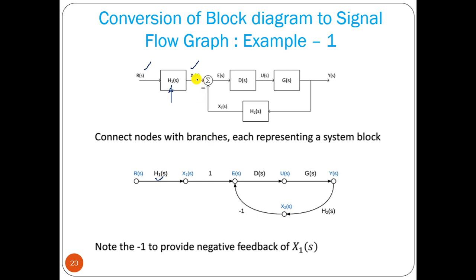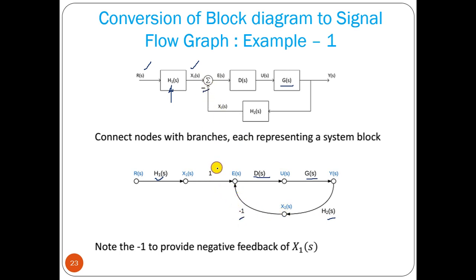Then between X1 and E, we have a summer. Summer means its value you have to consider as 1. Now between E(s) and U(s) we have D(s). Between U and Y we have gain G(s). Now Y to X2 we have H2(s). And from X2 to this point E(s) we have that summer, so that is -1 because we have a minus sign here.